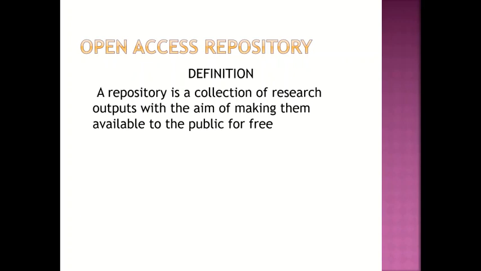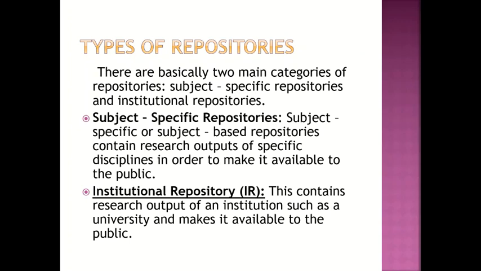Open access repository. What is a repository? It's a collection of research outputs with the aim of making them available to the public for free. There are two types of repository: the subject-specific repository and the institutional repository. The subject-specific repositories are based on discipline, while the institutional ones are based in institutions of the federation.